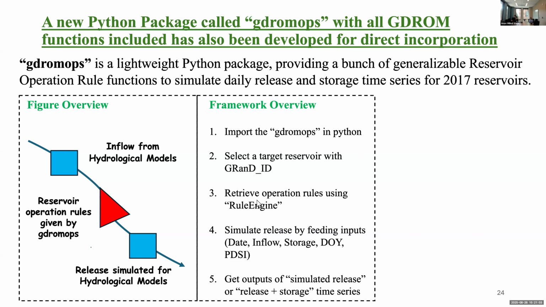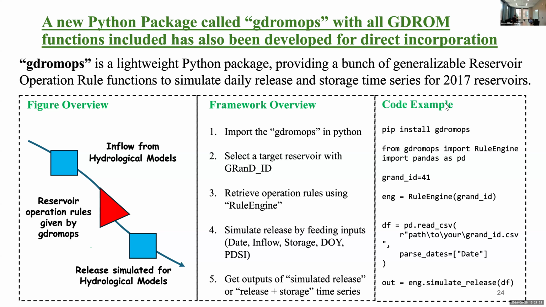And then after this setup, all we have to do is provide the inputs, which are the date, the inflow, storage, and DOI, and the inflow is produced by the hydrological model here. And then we can get the outputs as a simulated release, if we are only simulating the release and assimilating the storage, or we can get the release and the storage depending on our preference.